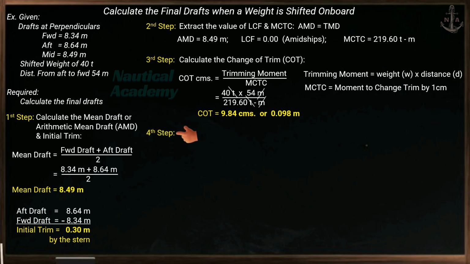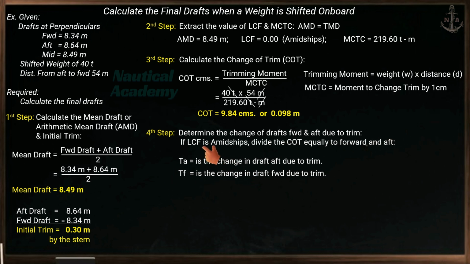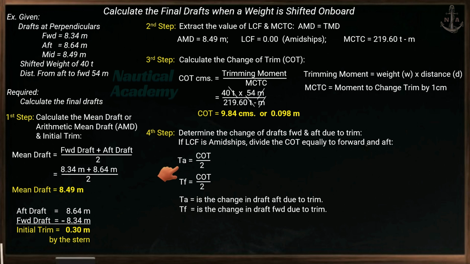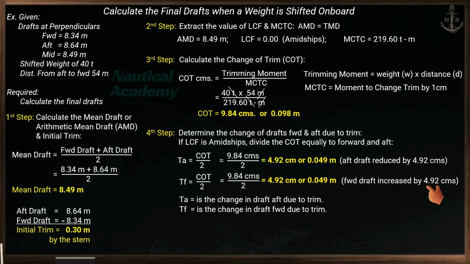The next step is to determine the change in drafts forward and aft due to trim. TA stands for change of draft aft due to trim, and TF is for the change of draft forward due to trim. Since the longitudinal center of flotation is amidships, we will just divide the change of trim equally to change of drafts forward and aft. By shifting the weight from aft to forward, the draft aft reduced by 4.92 centimeters, and this amount is an increase in the forward draft.